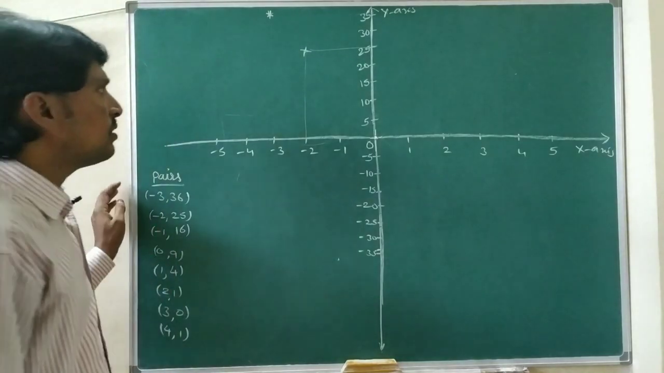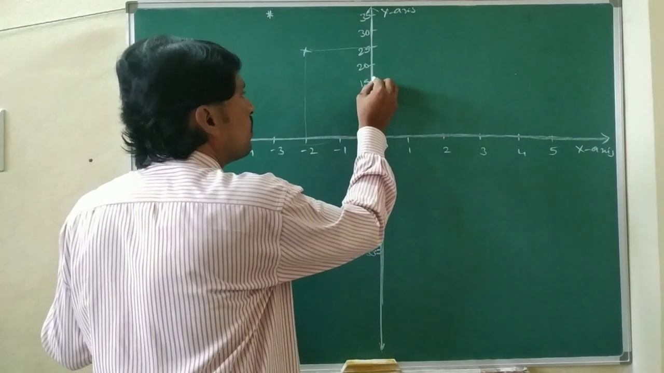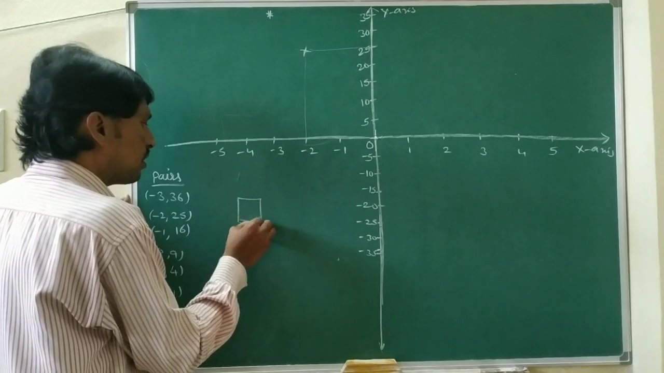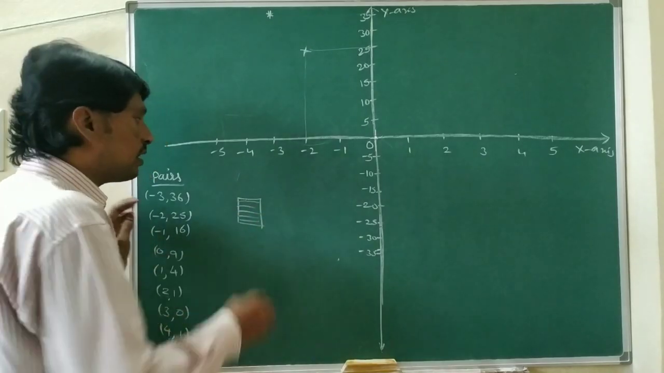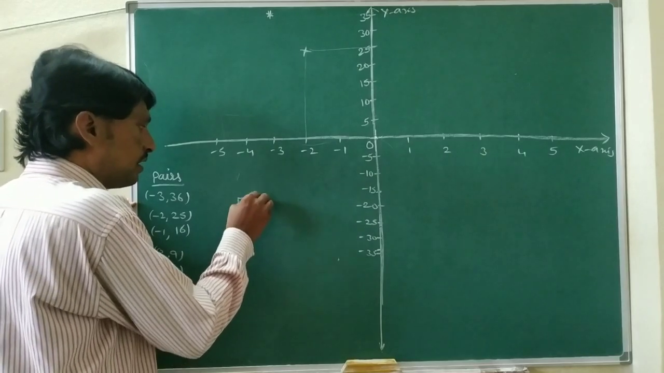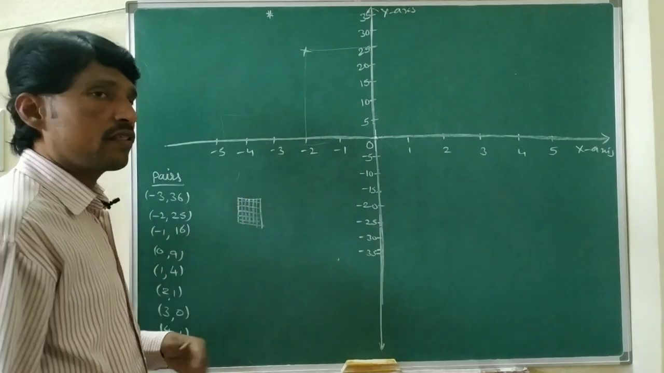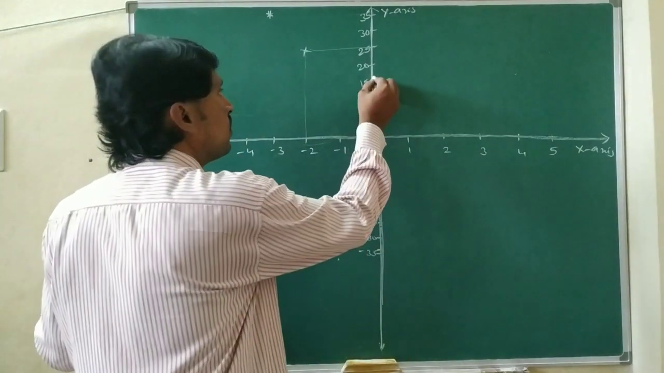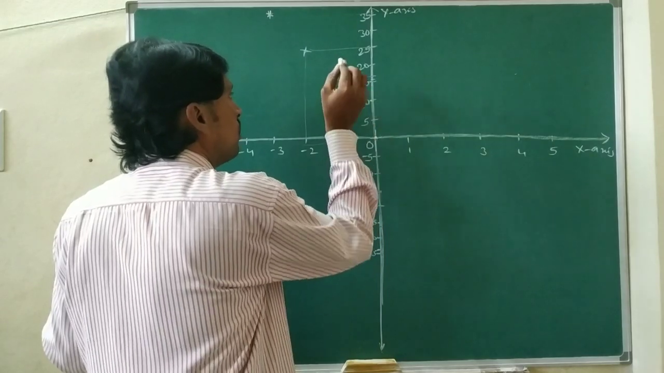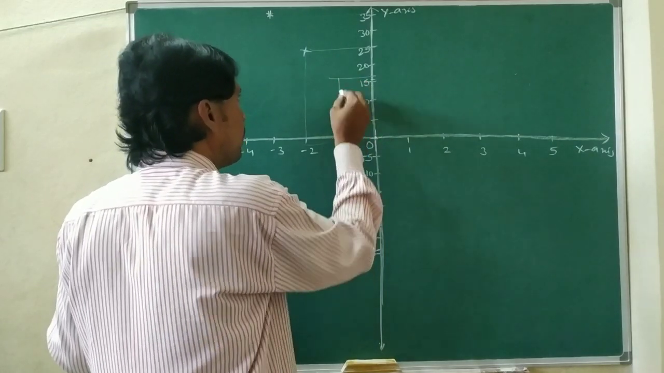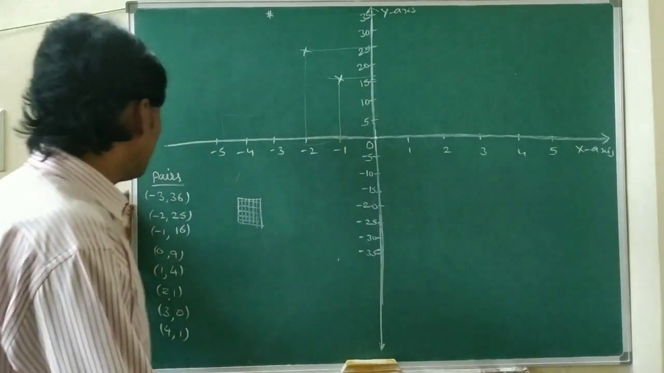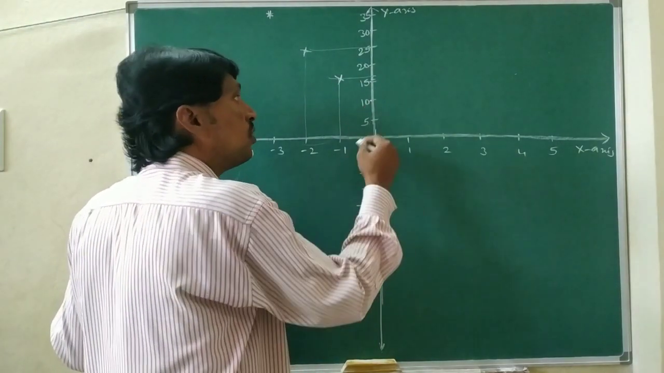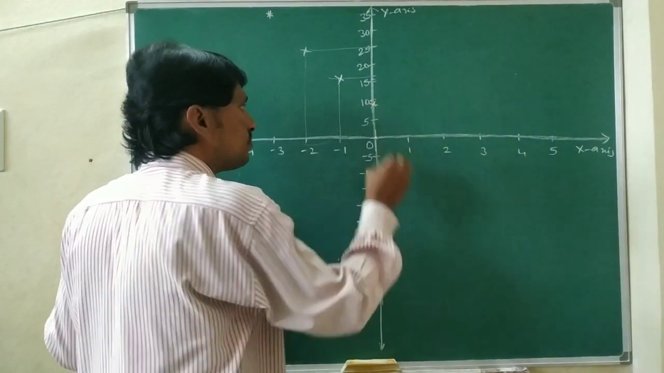Next, minus 1 comma 16. So 16 means, here in a graph sheet we have boxes like this. In the graph there are total 10 lines in a row and 10 lines in a column also. Means here two lines you can take as 1 point. So 16 means here 1 point, here 1 point you can think. So here it is 16 and here minus 1 comma 16. Next 0 comma 9. So here it is 0, this is 10, below 2 lines. So we can get here.